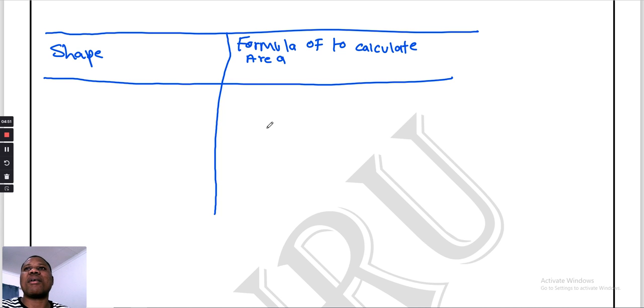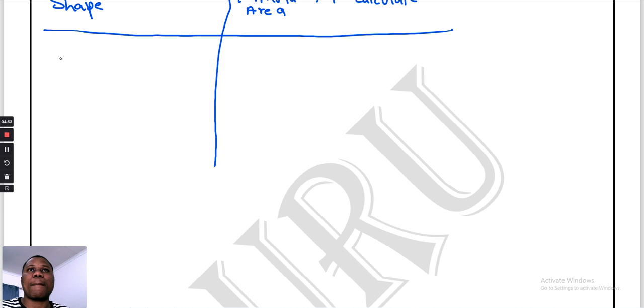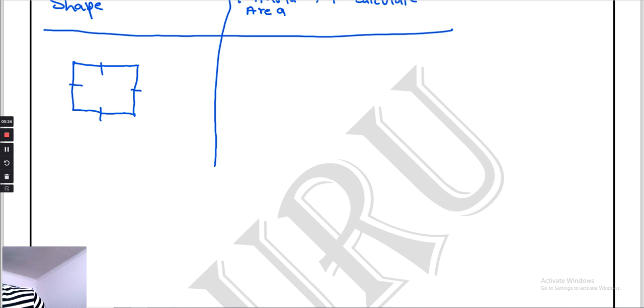Shape number 1, we're going to start with the square. I know that my drawing is not going to be accurate, but what matters here is that for us to say a shape is a square, we know that all sides are equal. So our shape here is a square.